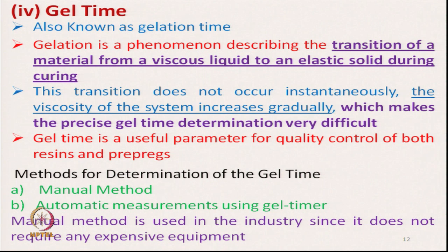Gel time is normally used for the thermoset matrix. It is also known as gelation time. Gelation is a phenomenon describing the transition of a material from a viscous liquid to an elastic solid during curing. The time required from viscous liquid to elastic solid is actually measured. This transition does not occur instantaneously, but it takes time.